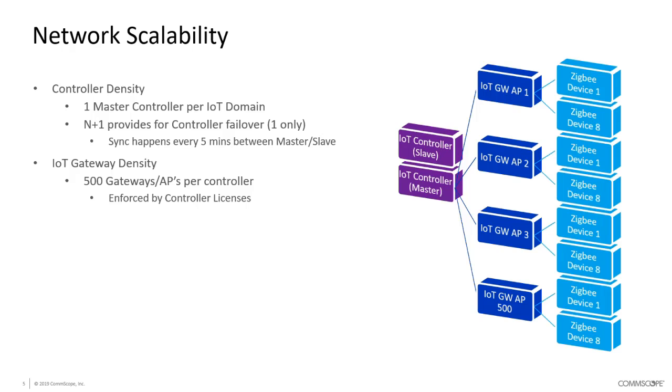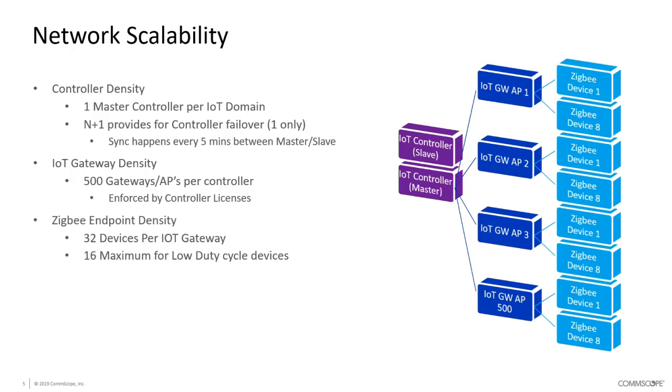You also need to think about the gateway density. How many gateways can one IoT controller handle? In the RUCKUS IoT suite, we can actually have 500 access points or IoT gateways connected to a single IoT controller with N+1 master slave capability, and we can have multiple controllers within the same environment.